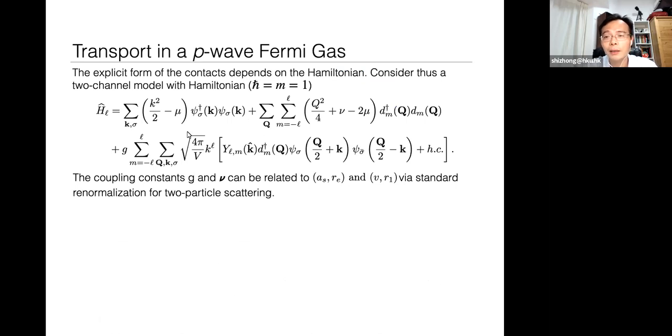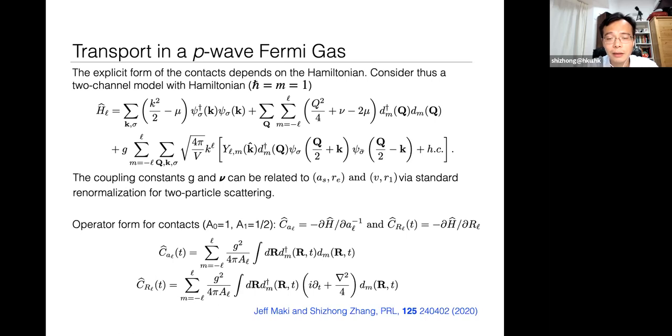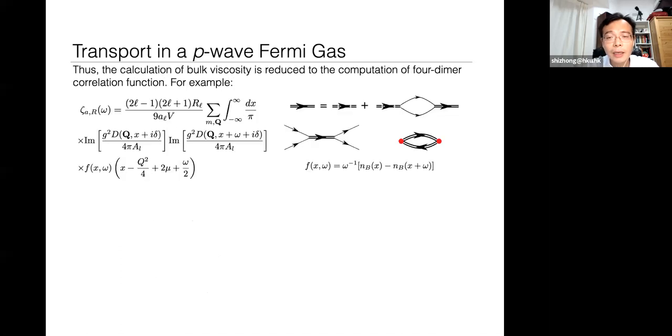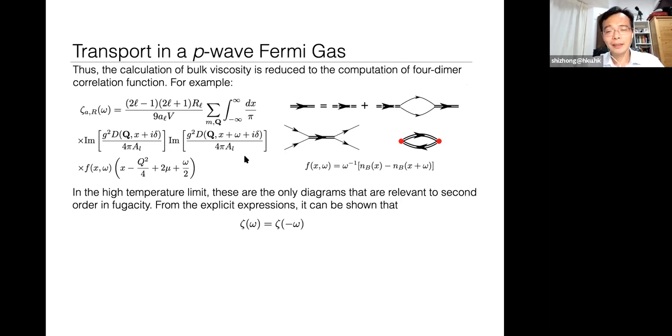You take this 2-channel model, which we know in the S and P wave case, and you do the standard calculation. These are the forms for the S-wave and P-wave case for the operator form for the contact. And then you do the calculation. In fact, it turns out the calculation can be quite streamlined. For example, you have this expression here, and you just have to sit down and write it out. In the high temperature limit, we only consider the diagrams corresponding to the physical process where 2 particles come in, scatter and form a molecule, and this molecule dissociates again, and then forms a molecule again. So this is a repeated process.